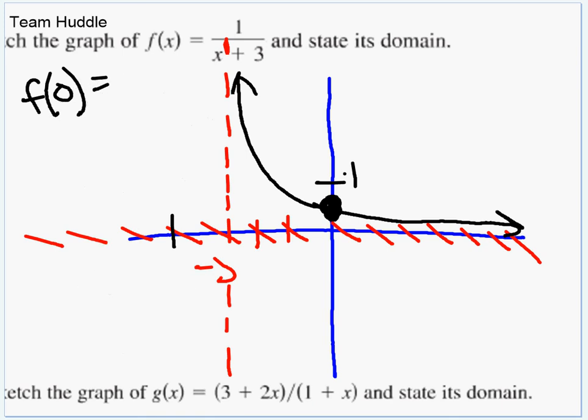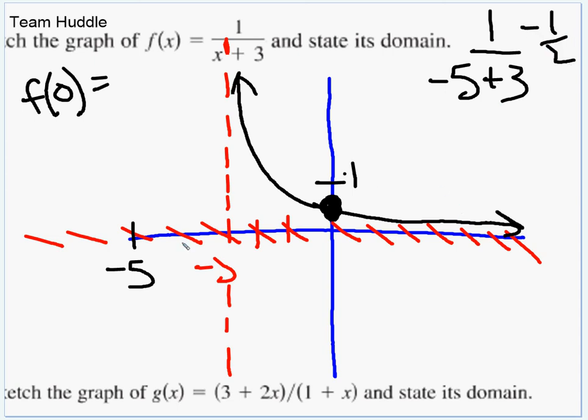Let's see. I'm going to pick -5. Let's go out to -5. So our function is 1 over, I'm going to plug in -5 and then +3. So that's 2 in the denominator, so that's -1/2. And since I know it's negative, I know I'm under the x-axis. So there's my point. If I start heading to the right, I'm heading toward the vertical asymptote, which forces me down. And if I head to the left, I'm going to be held underneath by the horizontal asymptote. And hopefully your sketch looks a little something like that.